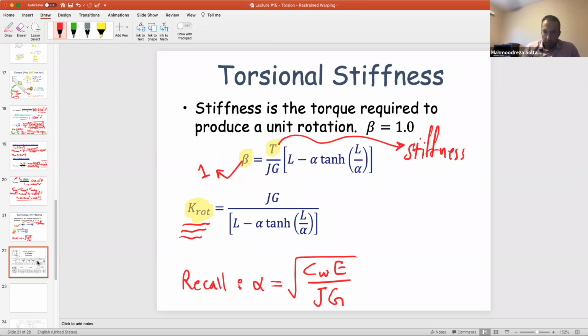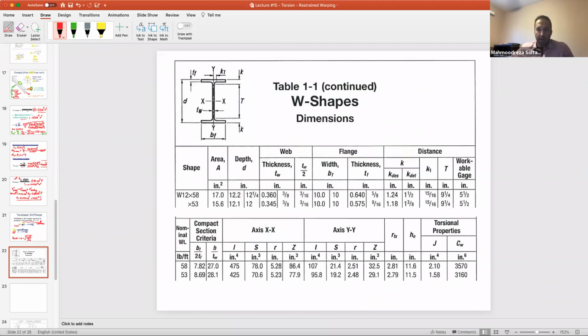Second thing, let's look at this graph here. So this is like an I section in your basically code, in the AISC code. Okay, so for example, for this section, you are seeing that you are given different information here. I don't know, like this depth of the member is 12.2. This thickness of the flange is 0.64. Moment of inertia about y-axis 107, right? And this torsional constant CW given to be 3570.